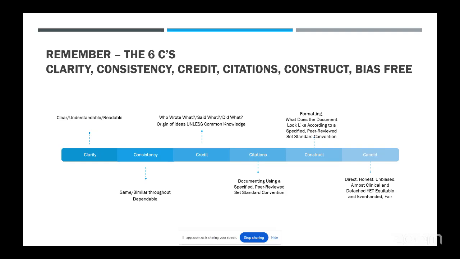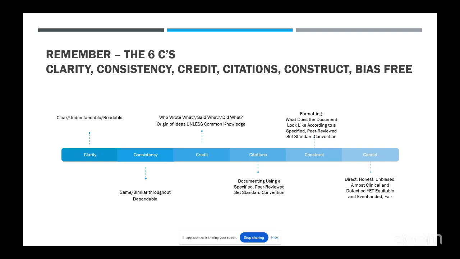and through each workshop in the series, we will talk about these items which I'm calling the 6 C's. And those mean clarity, consistency, credit, citations, construction, and, well, bias free, but basically candid. Okay. That may be a typo, but candid. All right. Writing center directors, we make mishaps too.